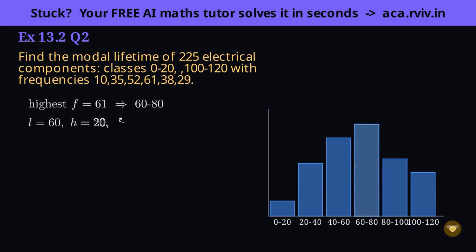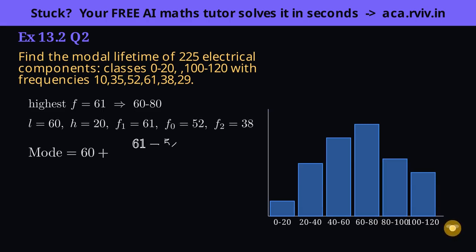Look at the neighbors, 52 just before, 38 just after. The left one is much closer to the peak, so the mode should lean left, only just past 60. Substitute. The numerator 61 minus 52 is small because the left neighbor is heavy, confirming a modest lean. Simplify to 9/32 of the width 20.